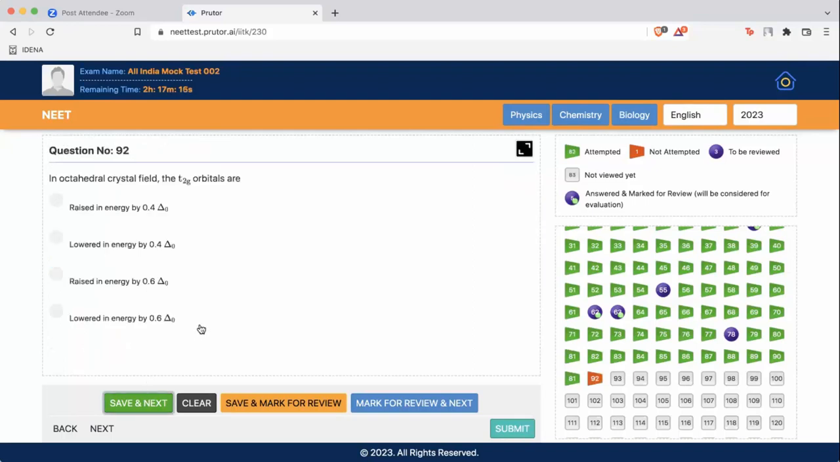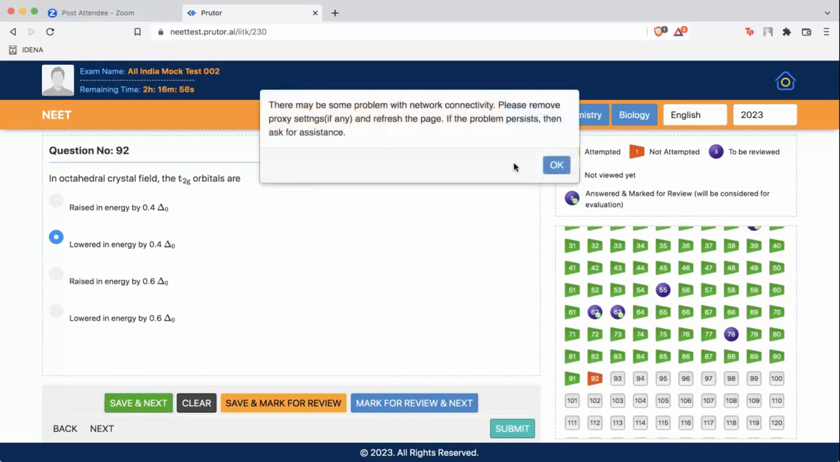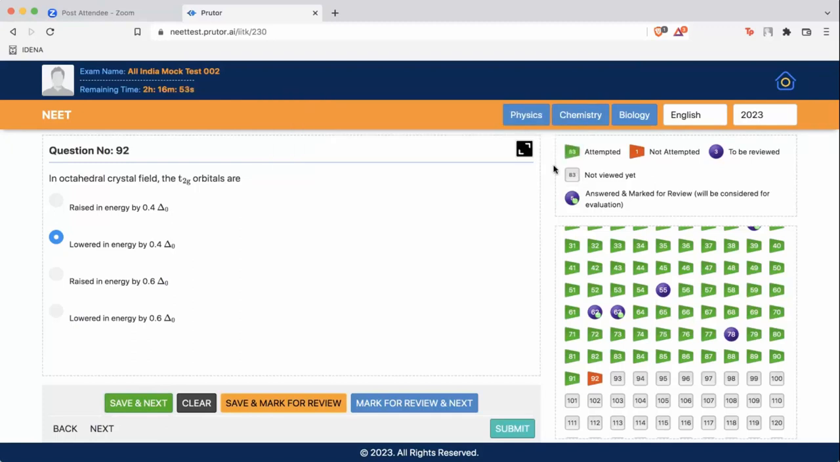So in octahedral crystal field, the t2g orbitals are lowered and your eg orbitals are above. The lowered energy is by 0.4 delta. t2g has three orbitals in them. Let's see the next.